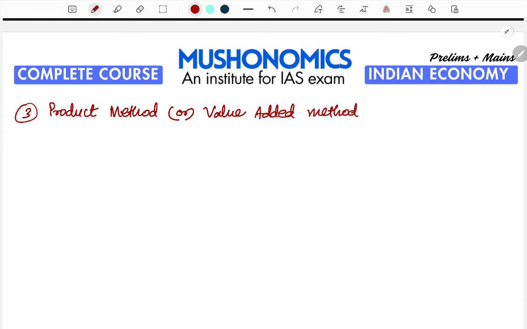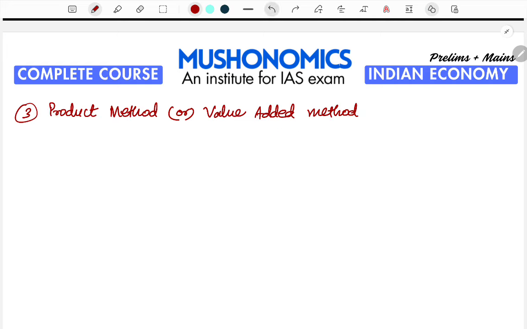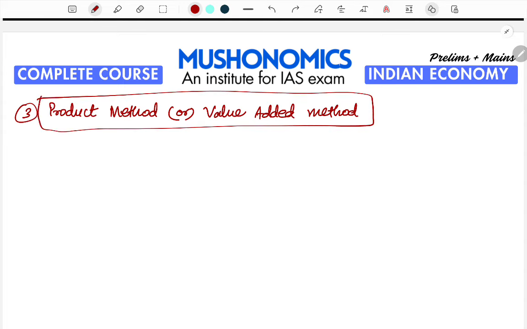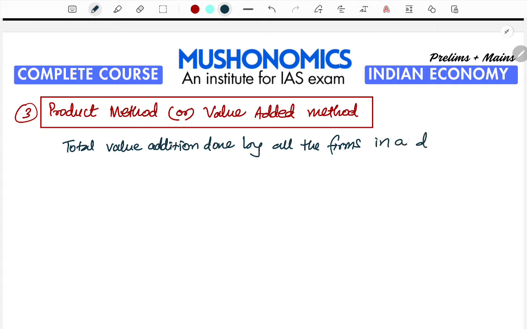Now let's see how these things are being calculated. So value added example we have already seen for value addition, right? Now let's simplify it. It is nothing but total value addition done by all the firms in a domestic territory. It is known as the product method or value addition method.